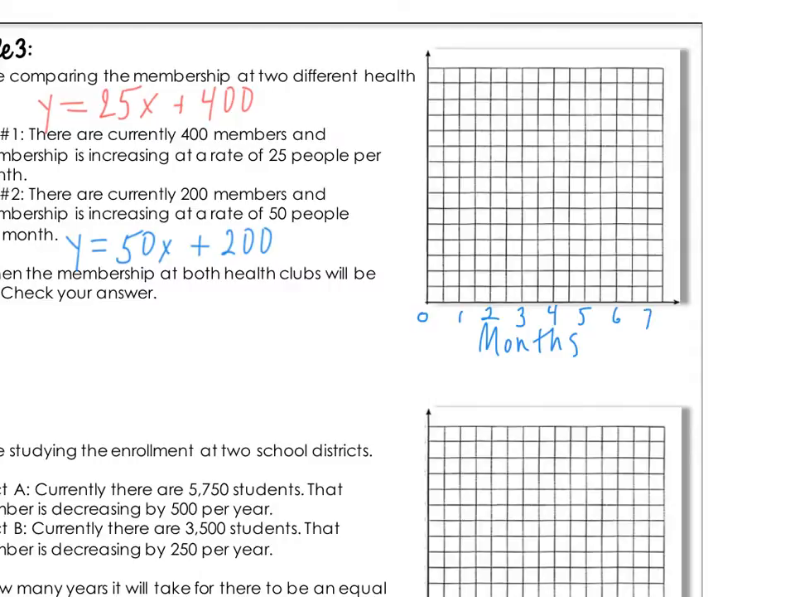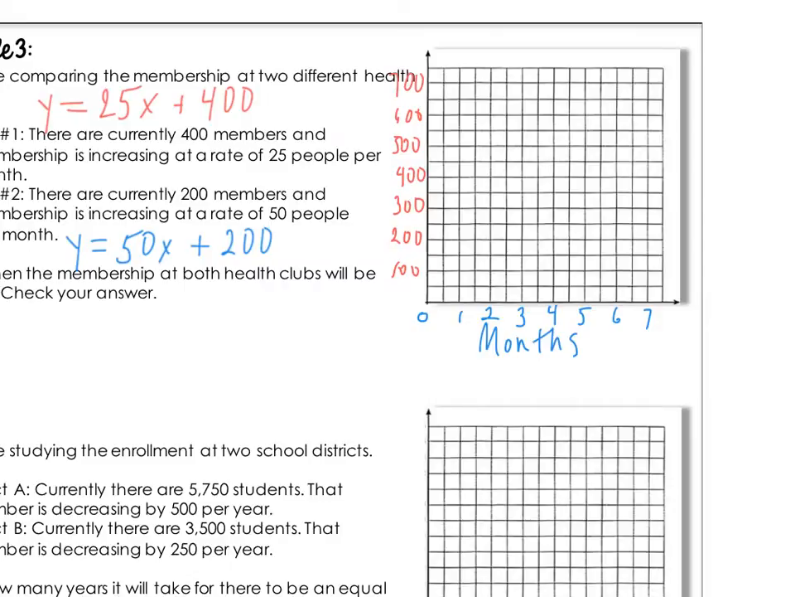7 would be over here. And then for our Y, obviously that's members. And again, let's let every 2 squares be, I don't know, how about 100 members? That sounds like a reasonable amount. So here's 200 and 300 and 400. All right, 600 and 700 up here. Okay. So let's graph these two now.